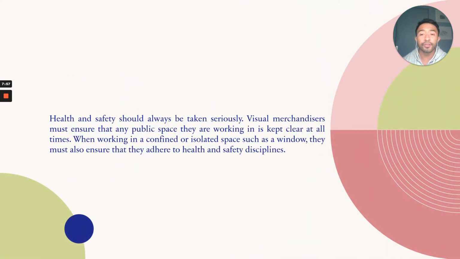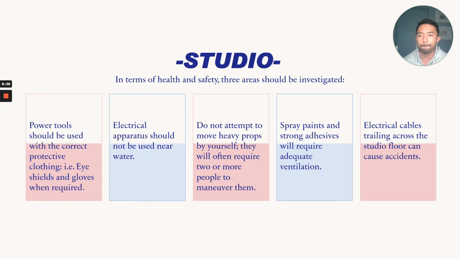So health and safety should also be taken seriously. Visual merchandisers must ensure that the public space they are working on is kept clear at all times. When working in a confined or isolated space, such as a window, they must also ensure that they adhere to health and safety disciplines. Apart from the interior designer, they should also know about health and safety through the building code and fire code requirements. A visual merchandiser should also adhere to health and safety when putting up the props in display.